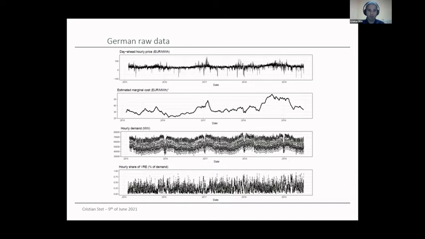The estimated marginal costs also vary, and in some moments in time they can be very high, and in others low. And we have demand and share of renewables. The share of renewables, even if it grows over time, you can still find moments with a high share of renewables in the first part of the data set, and also in the last part you can find moments with a low share of renewables.